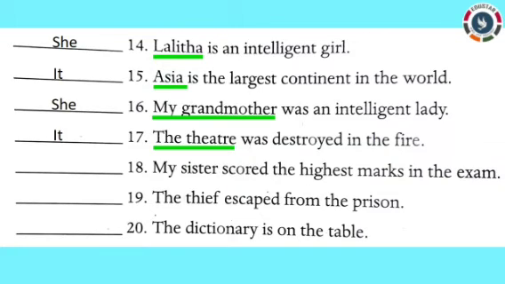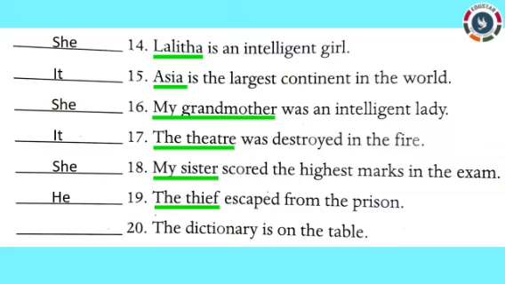18th sentence. My sister scored the highest marks in the exam. Now who scored? My sister. So she is the subject. So use the subject pronoun she. 19th sentence. The thief escaped from the prison. Who escaped? The thief. So use the subject pronoun he.